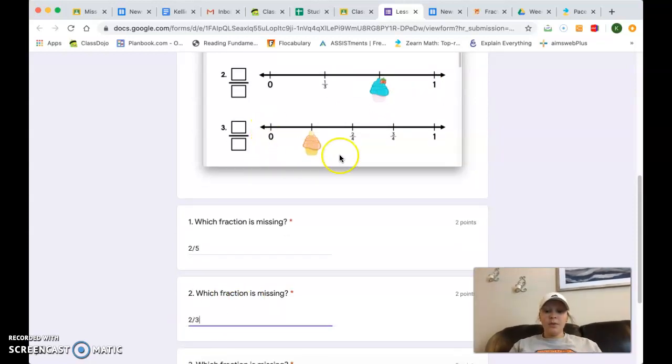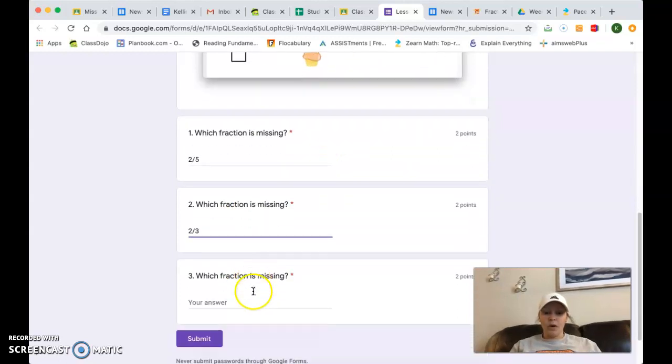And then number 3, we have units of fourths. Here is 0, 1/4, 2/4, 3/4, 4/4. So this cupcake represents 1/4.